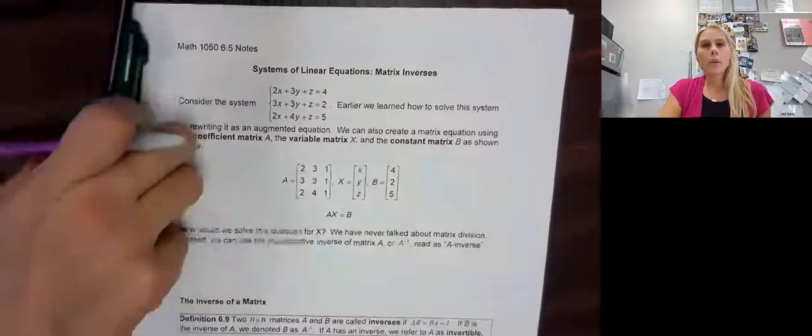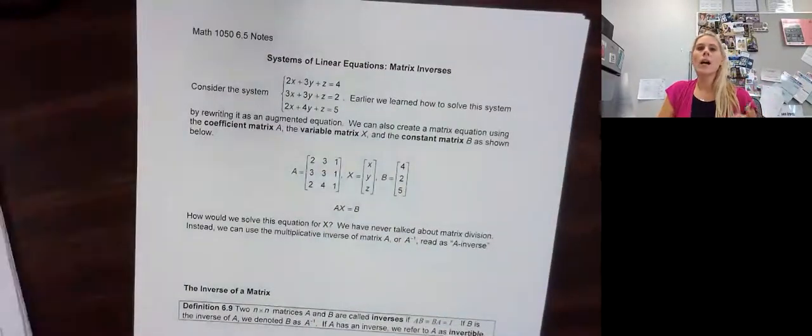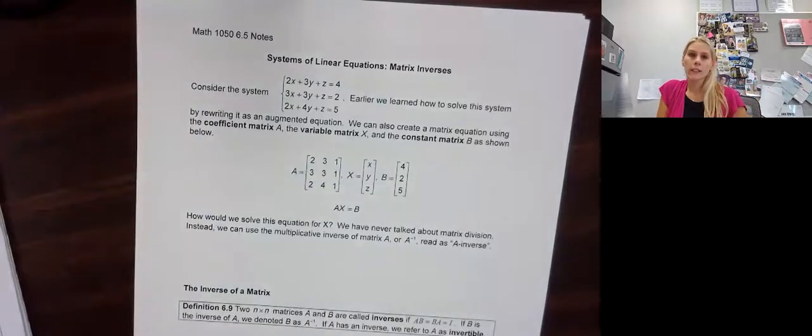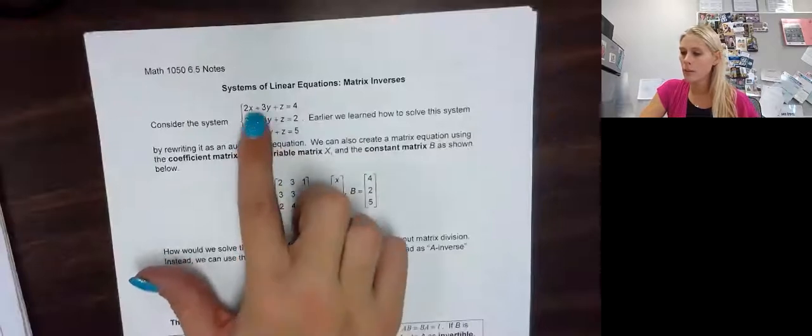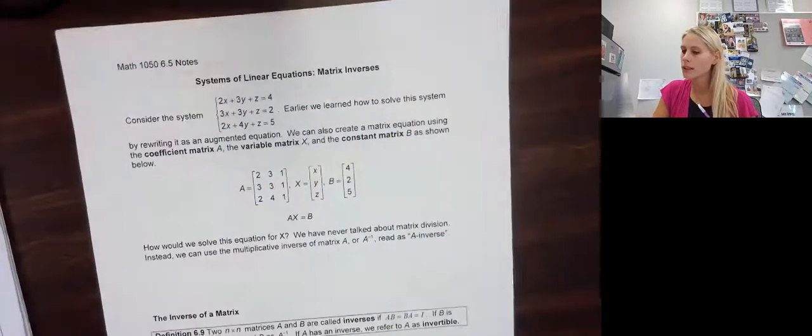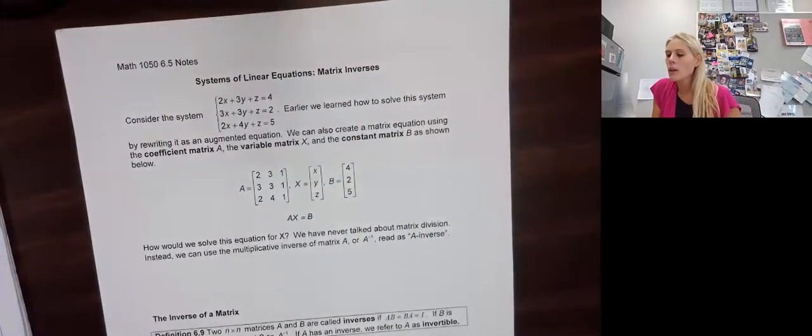All right, so we're going to do 6.5 today, matrix inverses. So we can consider this system right here, okay? And we see our three different equations and what they equal. Earlier, we learned how to solve this system by rewriting it as an augmented equation. We can also create a matrix equation using the coefficient matrix A.